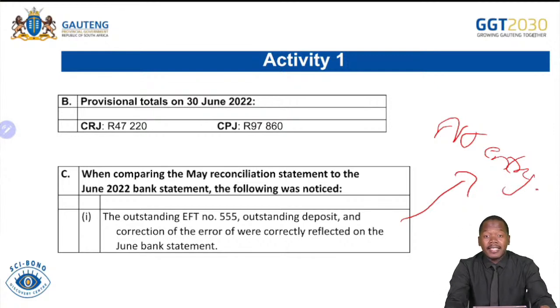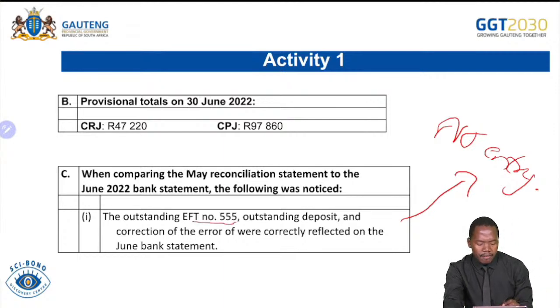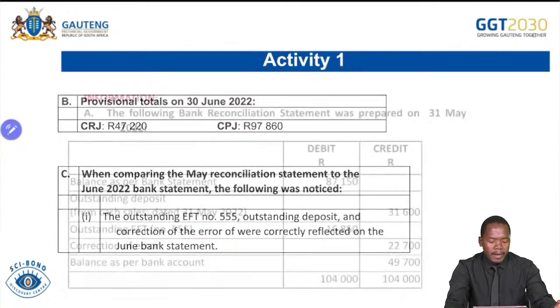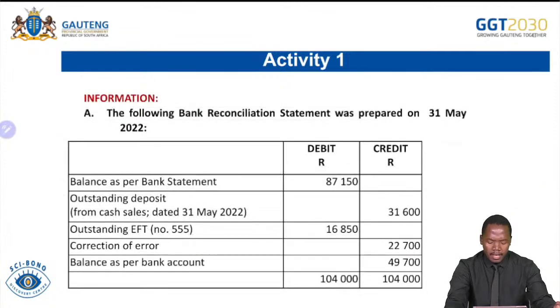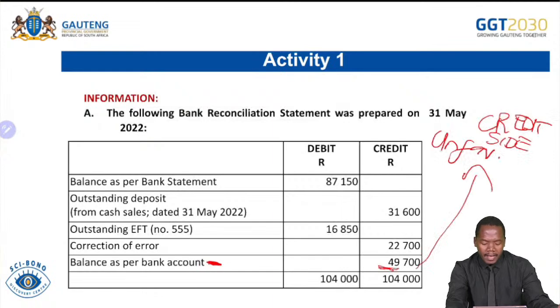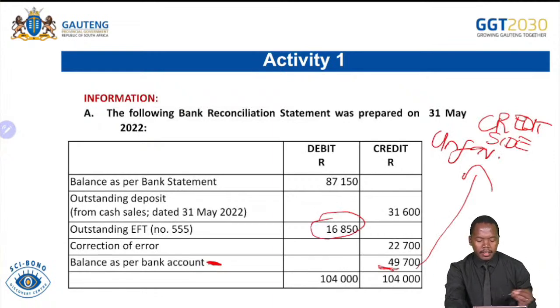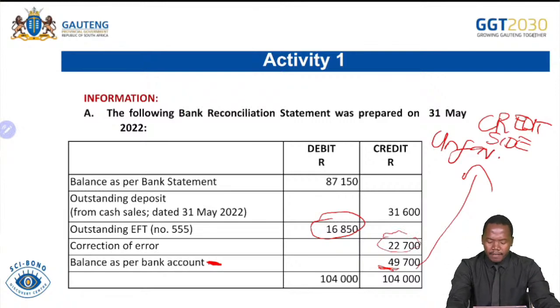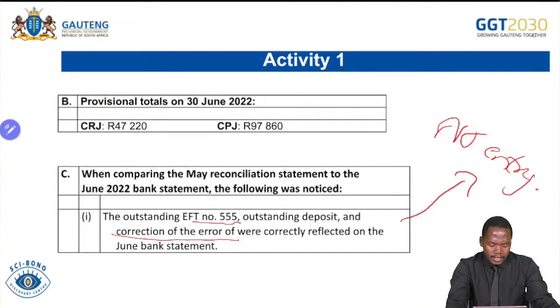If you'll remember, this is coming from our previous bank reconciliation, EFT 555, as well as correction of error. Just going to go backwards a little bit so that everyone can see. EFT number 555. There it is. Correction of error 22,700. There it is. Okay, they're saying all of these appear. They are correctly reflected on the bank statement.